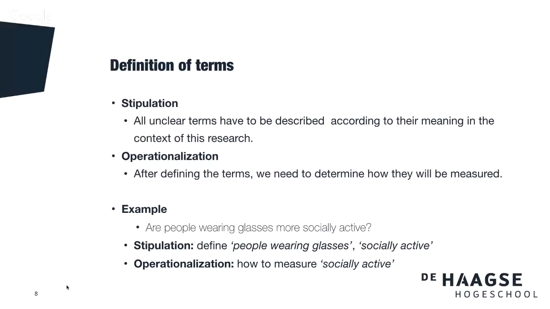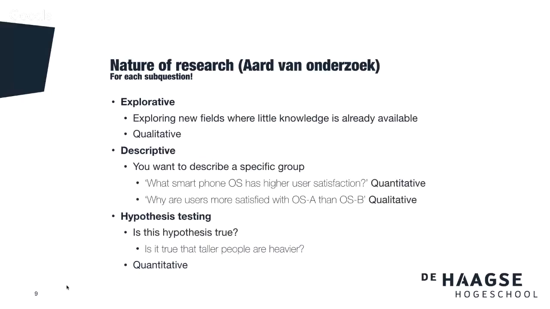The nature of your research, there are three alternatives according to Barden. It can be explorative. So if there is a topic that we know nothing about, we will just enter the topic with an open mind and then we start to collect data.